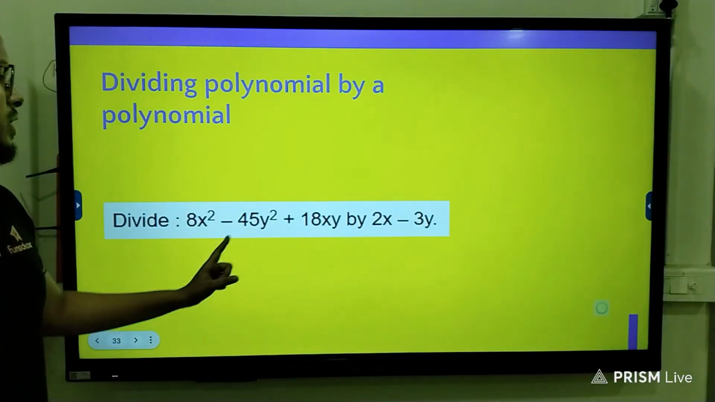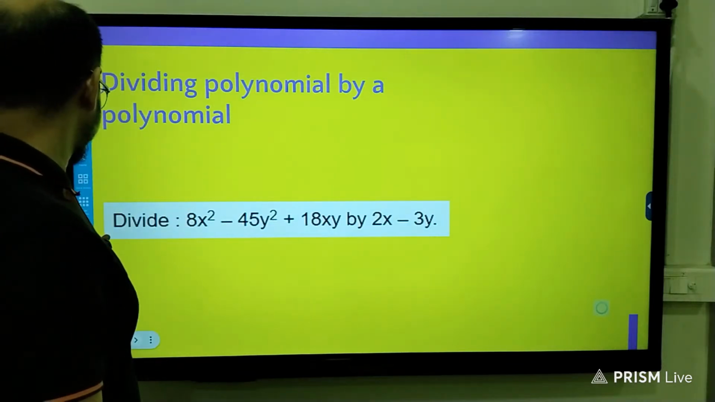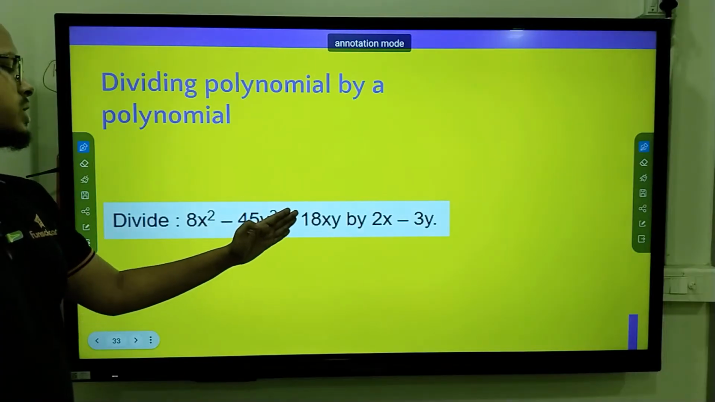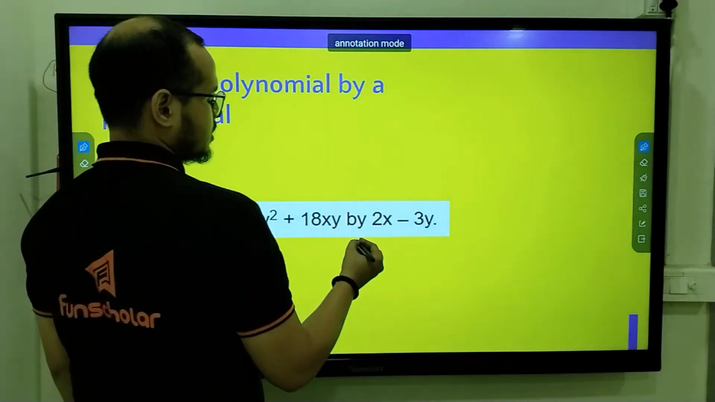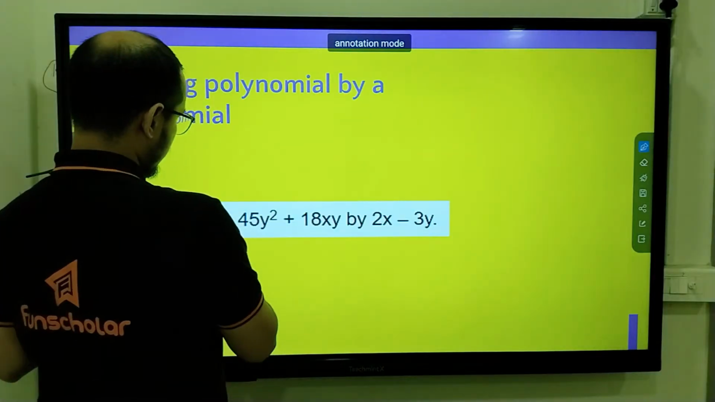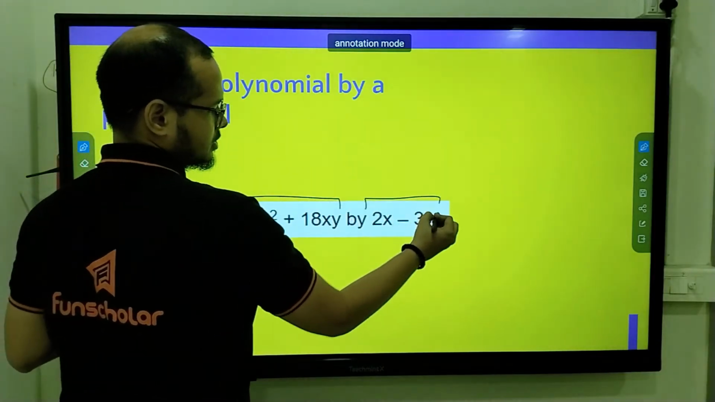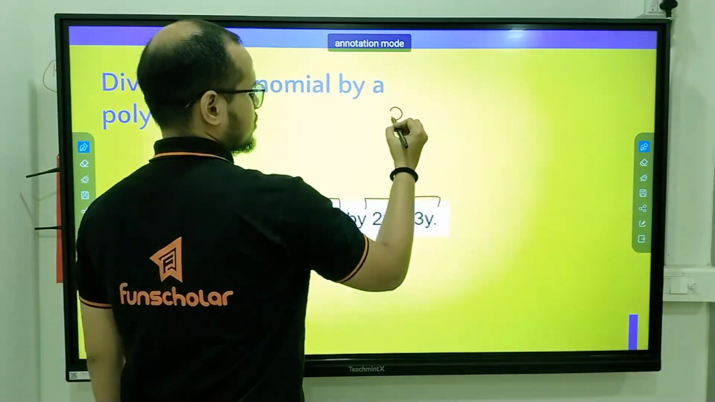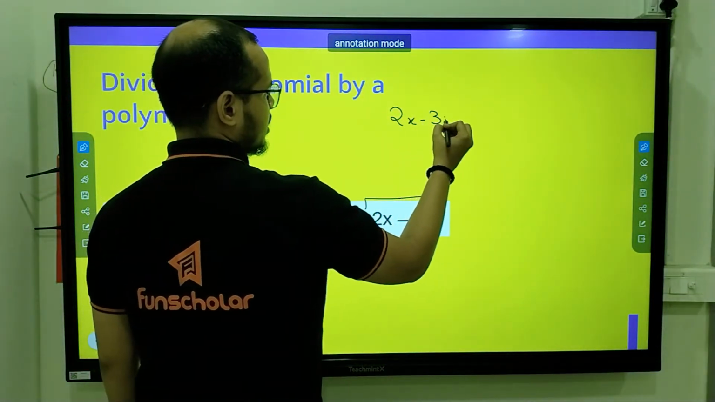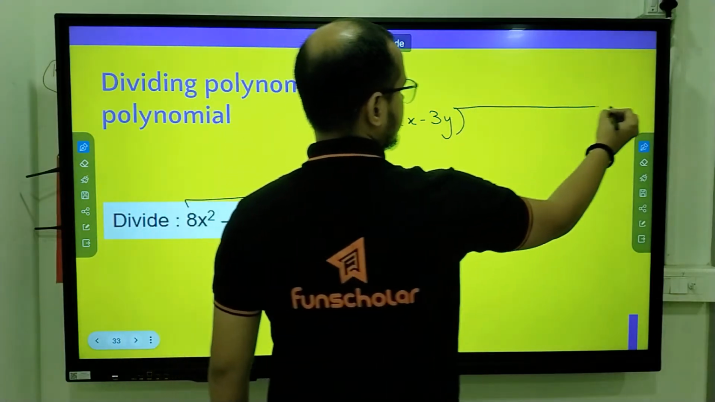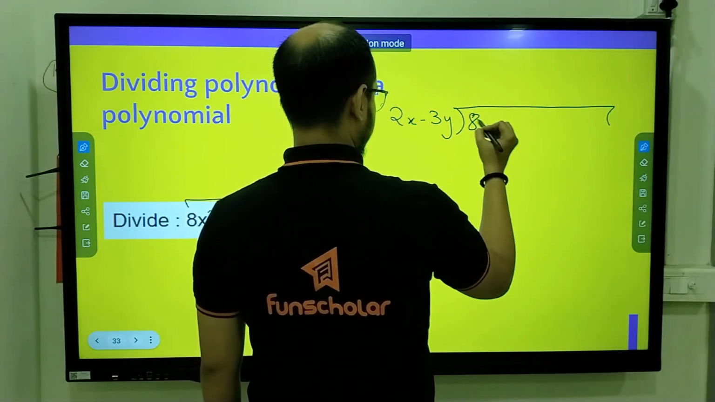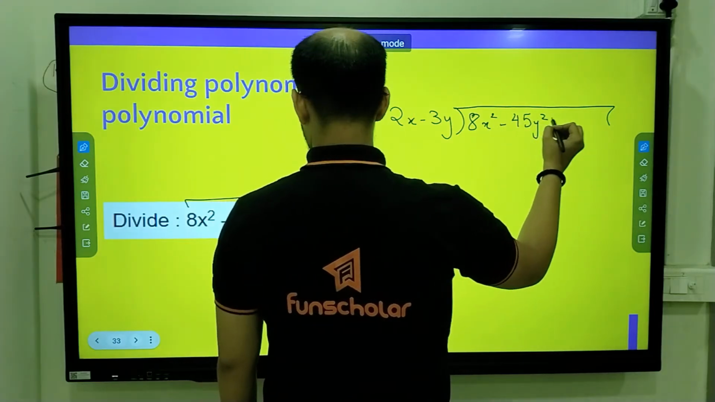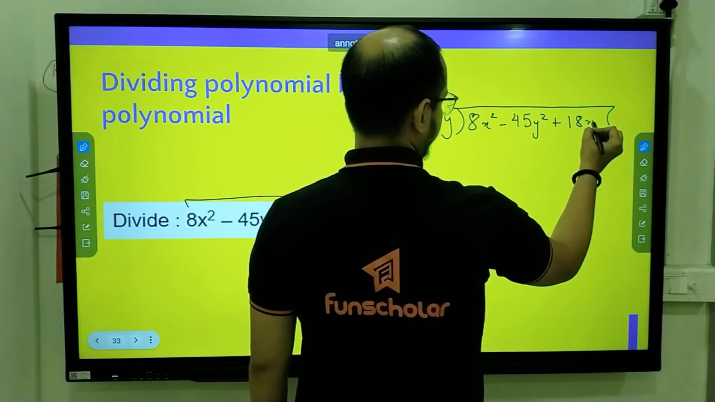Next, dividing this by this. Let's start. The equation is 8x square minus 45y square plus 18xy. Okay, now let's see here. In this particular term, we have both this and this. So we'll be doing it by the very normal way. So 2x minus 3y divided by 8x square minus 45y square plus 18xy.